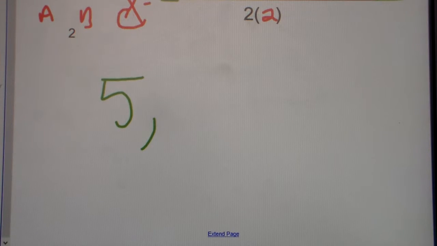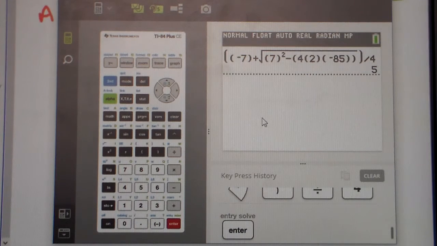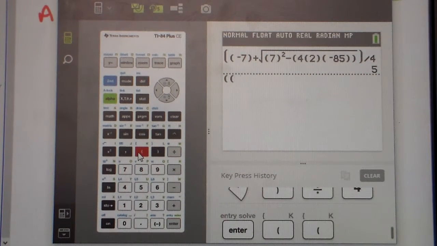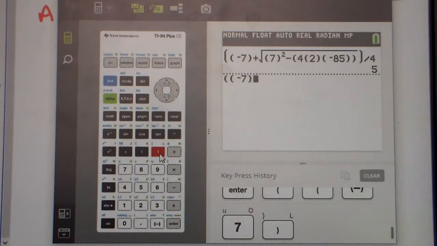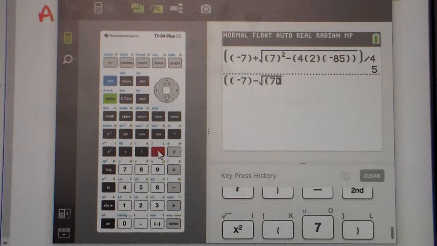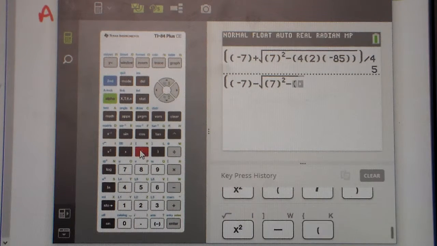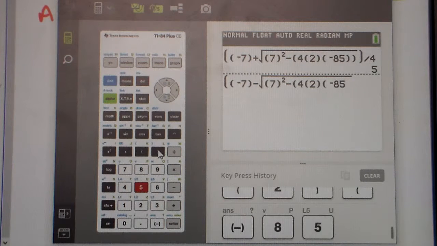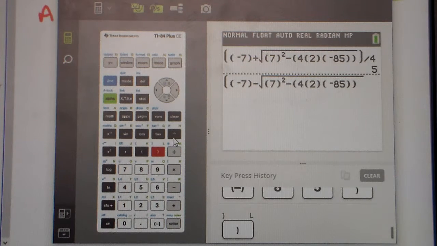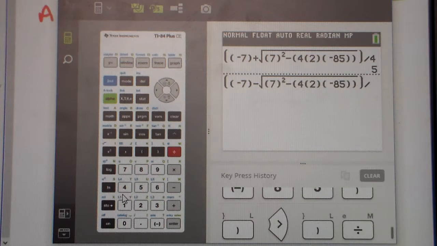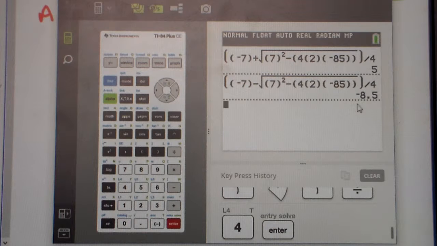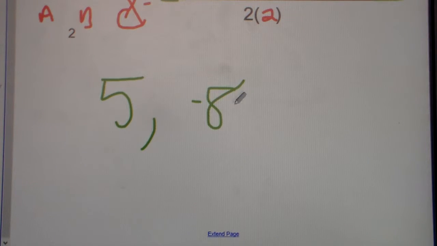And for the other equation, we just use the minus sign. So we're going to do the same exact thing as we did up here, except instead of plus, we're going to put a minus sign there. So 2 open parentheses, negative 7, close parentheses. So the plus sign, now we put a minus sign. Second square root, parentheses 7, squared, minus 4 times 2 times negative 85, close parentheses. Then we got to get outside by hitting the right arrow key, then divide by 4. And we get negative 8.5. So 5 and negative 8.5. Those are my two answers for problem number 2.